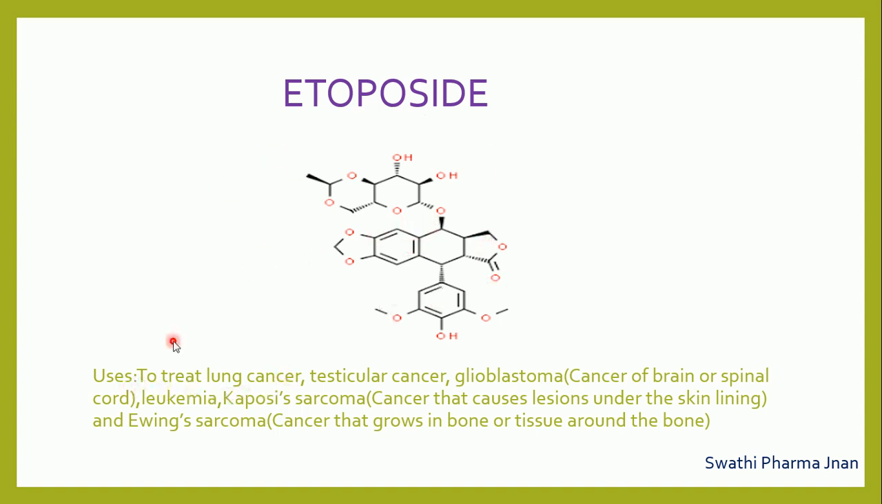This etoposide is used to treat lung cancer, testicular cancer in males, glioblastoma, meaning cancer of the brain or spinal cord, leukemia, Kaposi's sarcoma, cancer that causes lesions under the skin lining. If any lesions occur under the skin lining because of skin cancer, that cancer is called Kaposi's sarcoma, and Ewing's sarcoma. Ewing's sarcoma means cancer that grows in bone or tissue around the bone. So for all these various types of cancer, we can use this etoposide.